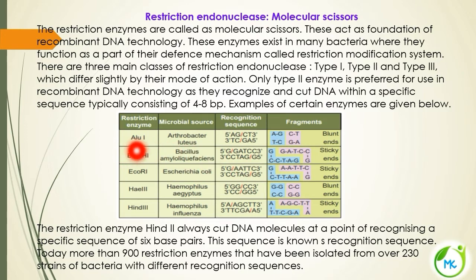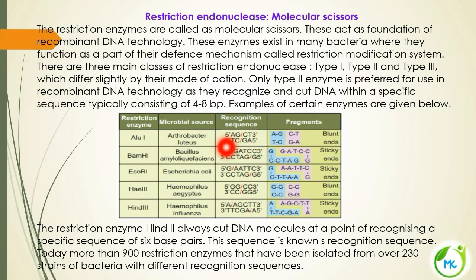First, AluI. From where is this restriction enzyme taken? From which bacteria? It is taken from Arthrobacter luteus. So A is from Arthrobacter, Lu is from luteus, and I is the first enzyme extracted from this bacteria. Which sequence is it going to recognize? It recognizes the sequence AGCT, with TCGA on the other strand.